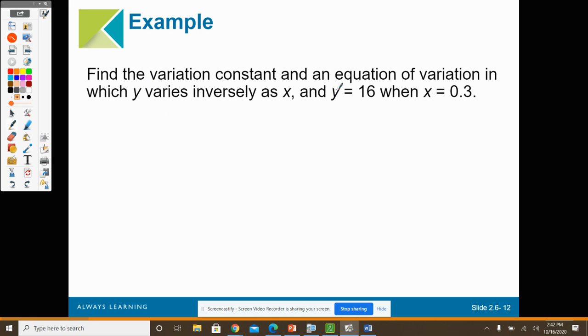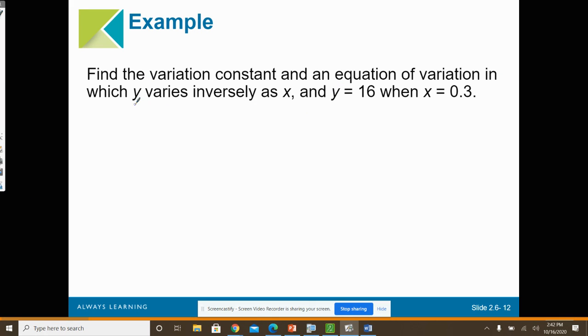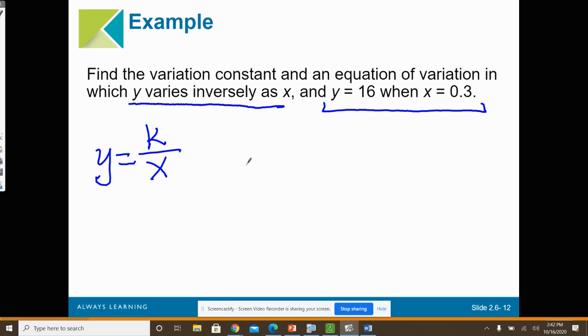Find the variation constant in an equation of variation in which, oh dogs, y varies inversely as x. That tells me to write this down. Y equals k over x. Step 1, reading for fun facts. Here's all the fun. Y is 16 when x is 0.3.